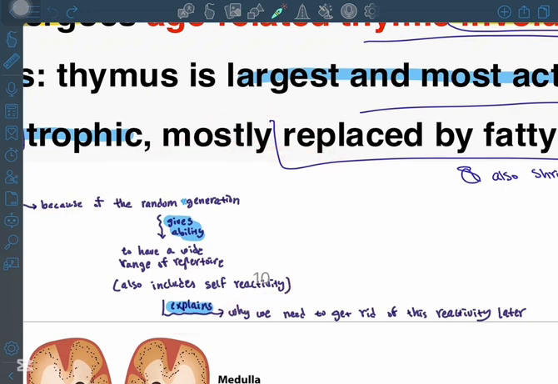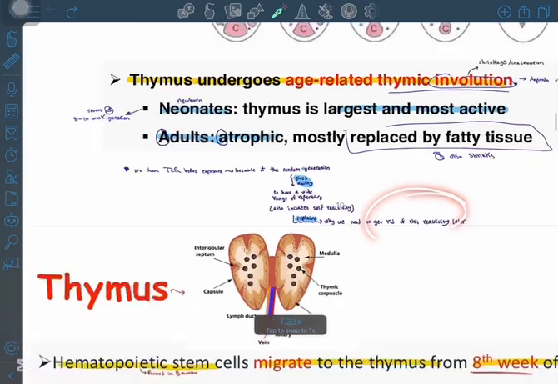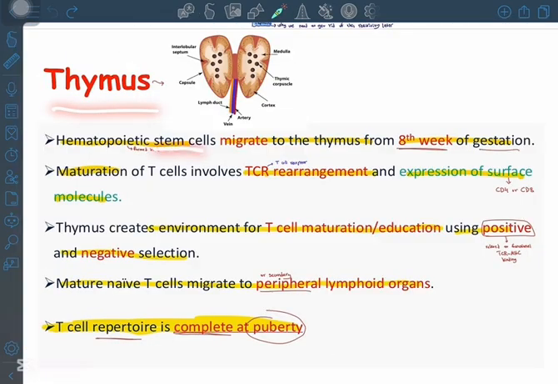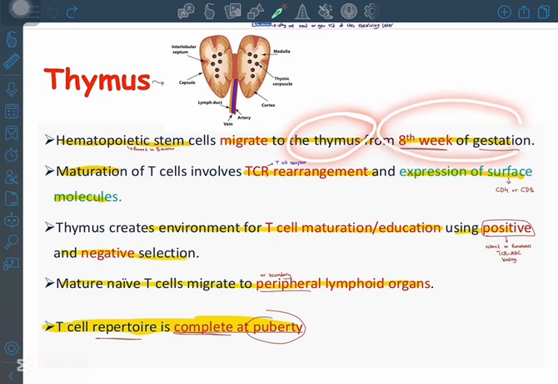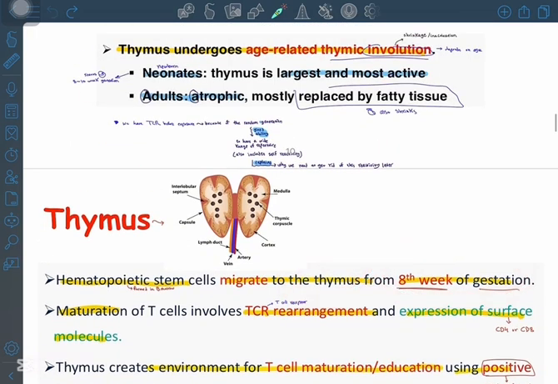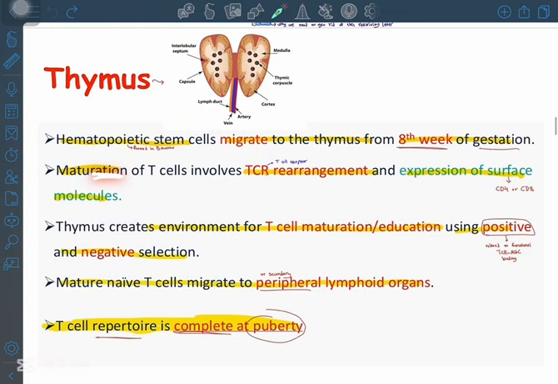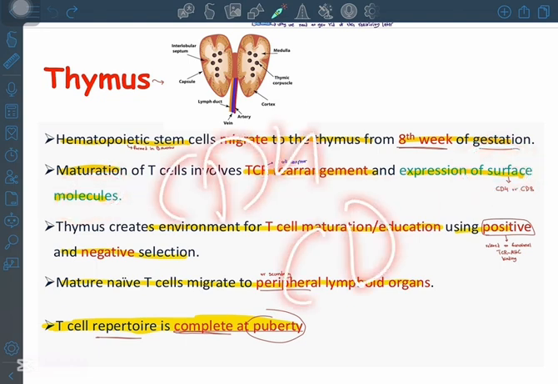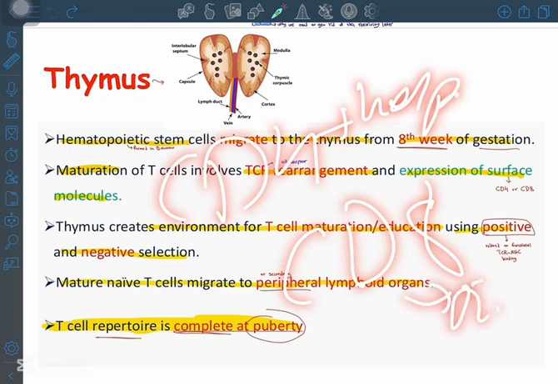That's why I'm making this step. How do I make use of this ability? It's by eliminating the ones that are going to harm me. And this is using negative selection. Now, the thymus: the hematopoietic stem cells, which are the T lymphocyte precursors, migrate to the thymus from the 8th week of gestation, which is what I just said here. Now, maturation of T cells involves TCR rearrangement and expression of surface molecules, which are basically what? CD4 and CD8. CD4 for helper T cell and CD8 for the killer.